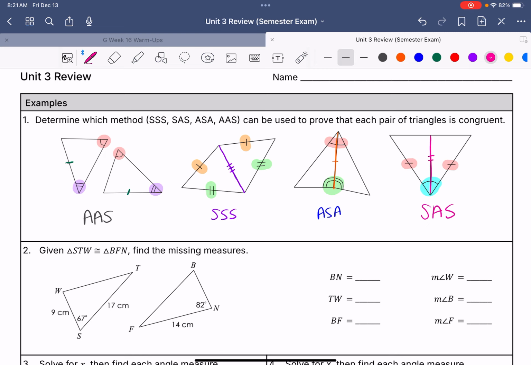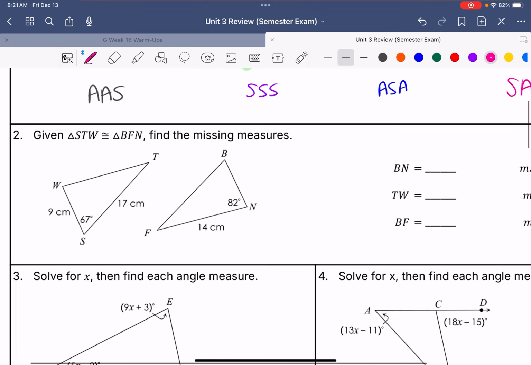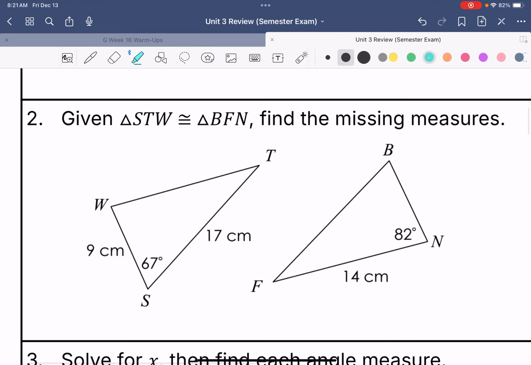Okay, second one says given that STW is congruent to BFN, find the missing measures. So it's telling us that these two triangles are for sure congruent. That means that all of their pieces are congruent as well. So I'm going to do some markings on these triangles before we even start.